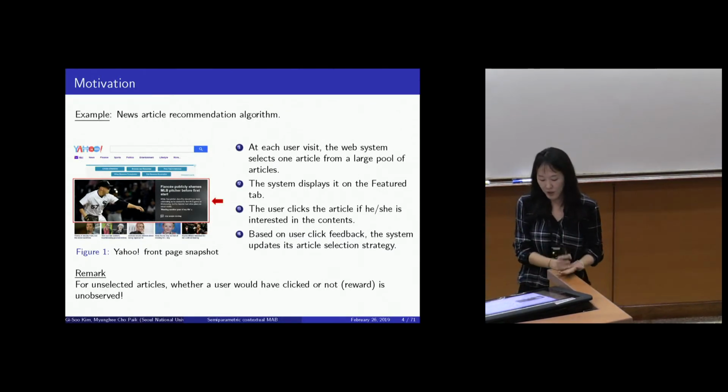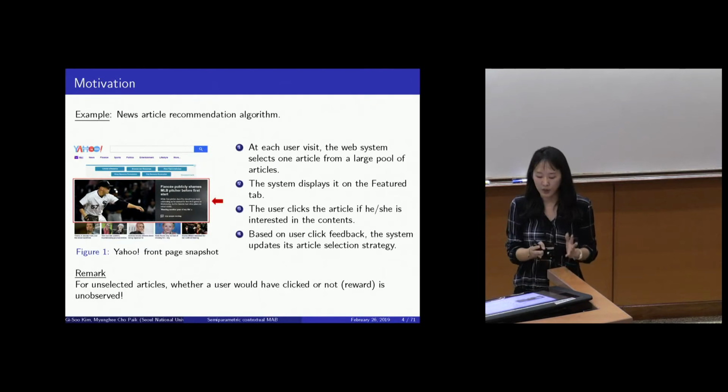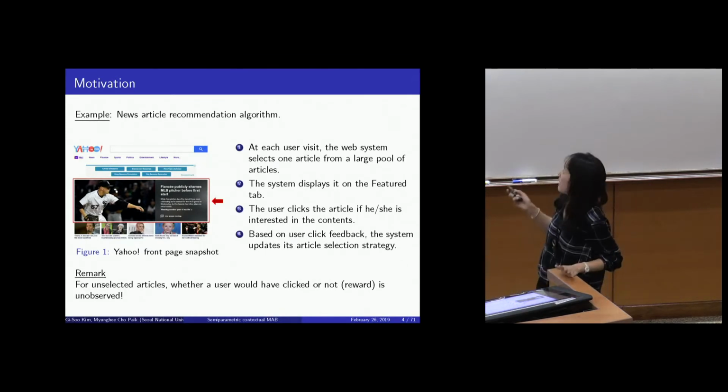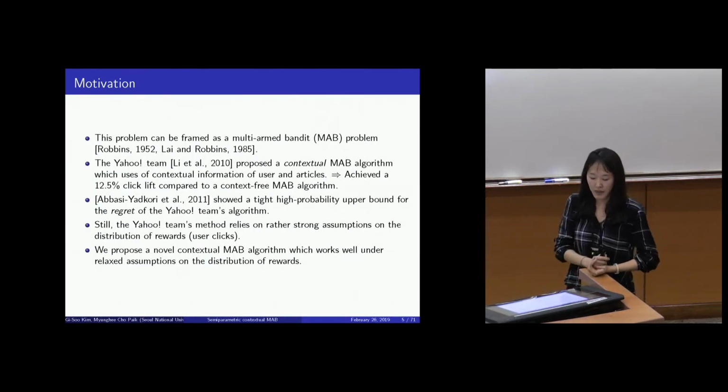And one thing that should be noted is that in this setting, and also in many other reinforcement learning settings, whether a user would have clicked the article or not, which is the reward, is only observed for the selected articles. And for unselected articles, the reward remains missing. So such a kind of problem can be framed as a Multi-Armed Bandit problem.